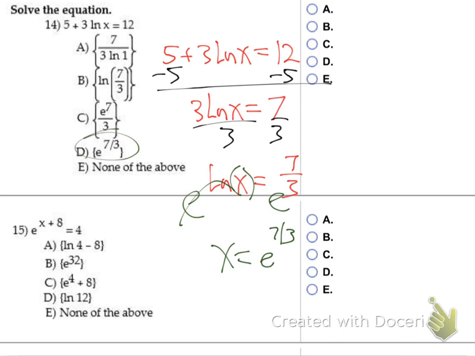Same thing, just the other way. In 15, you want to get rid of that e.